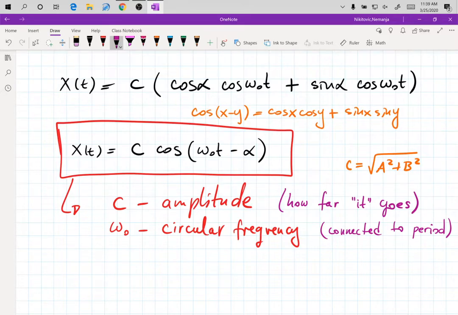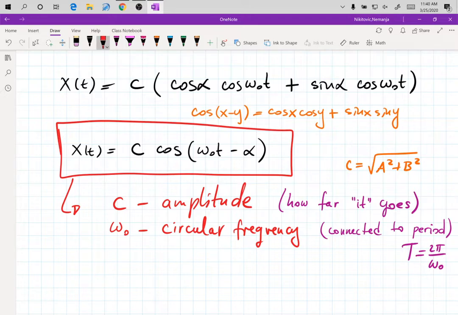So if you have more of one, you must have less of the other, because they are connected through the formula: period T is 2 pi over omega 0. We'll get there. Well, actually, I can write it here. Period T is 2 pi over omega 0. That's what it is.